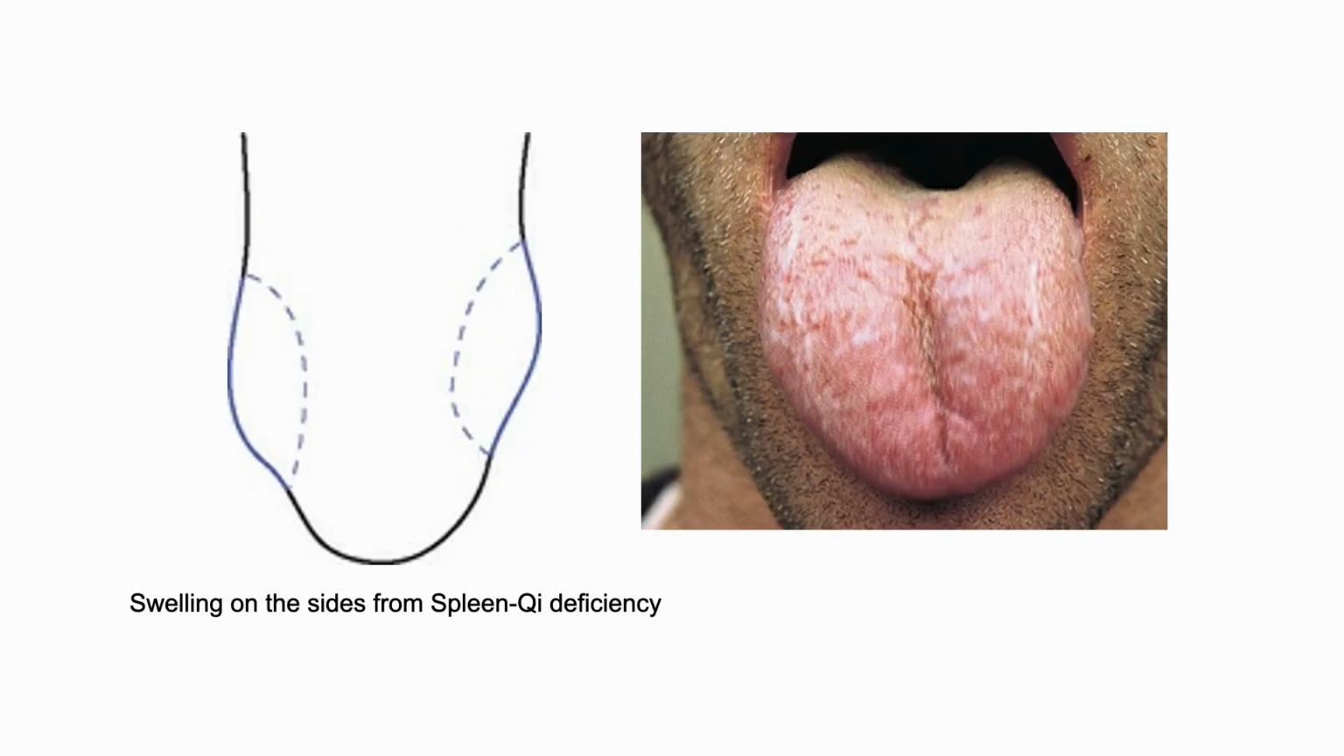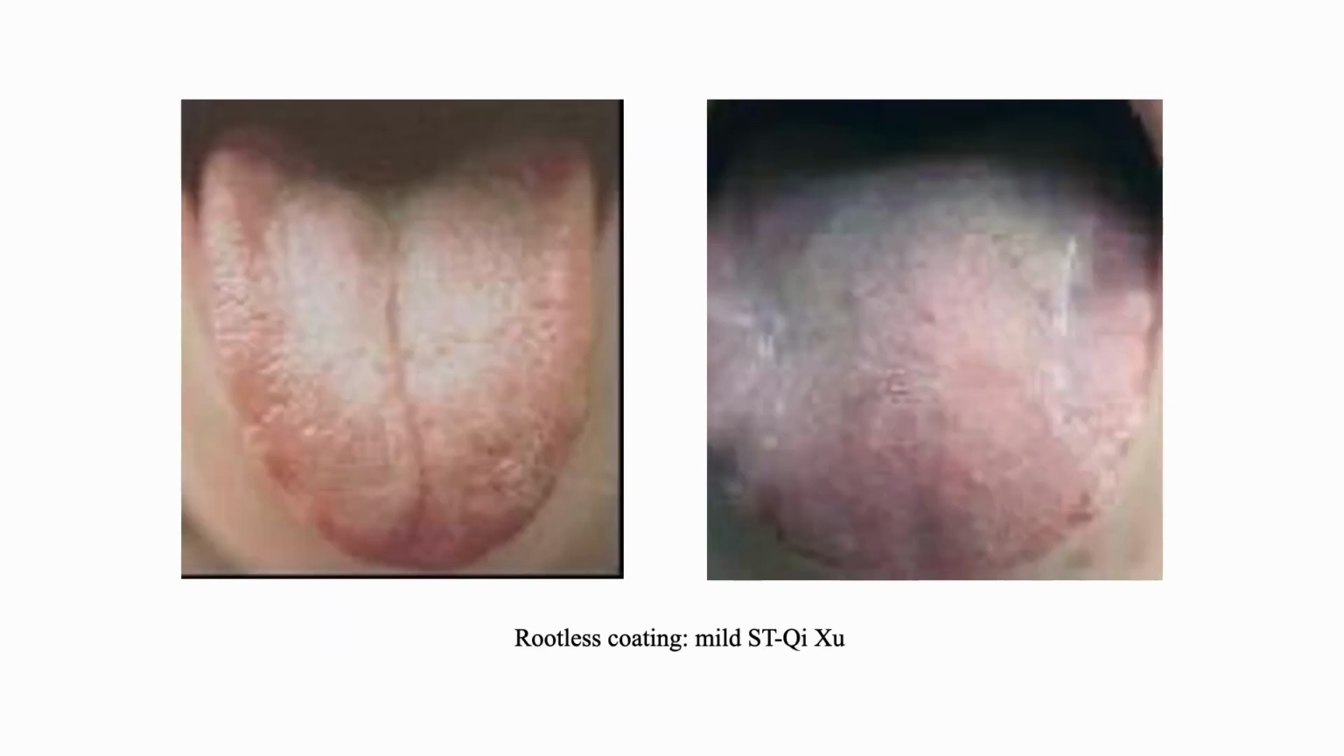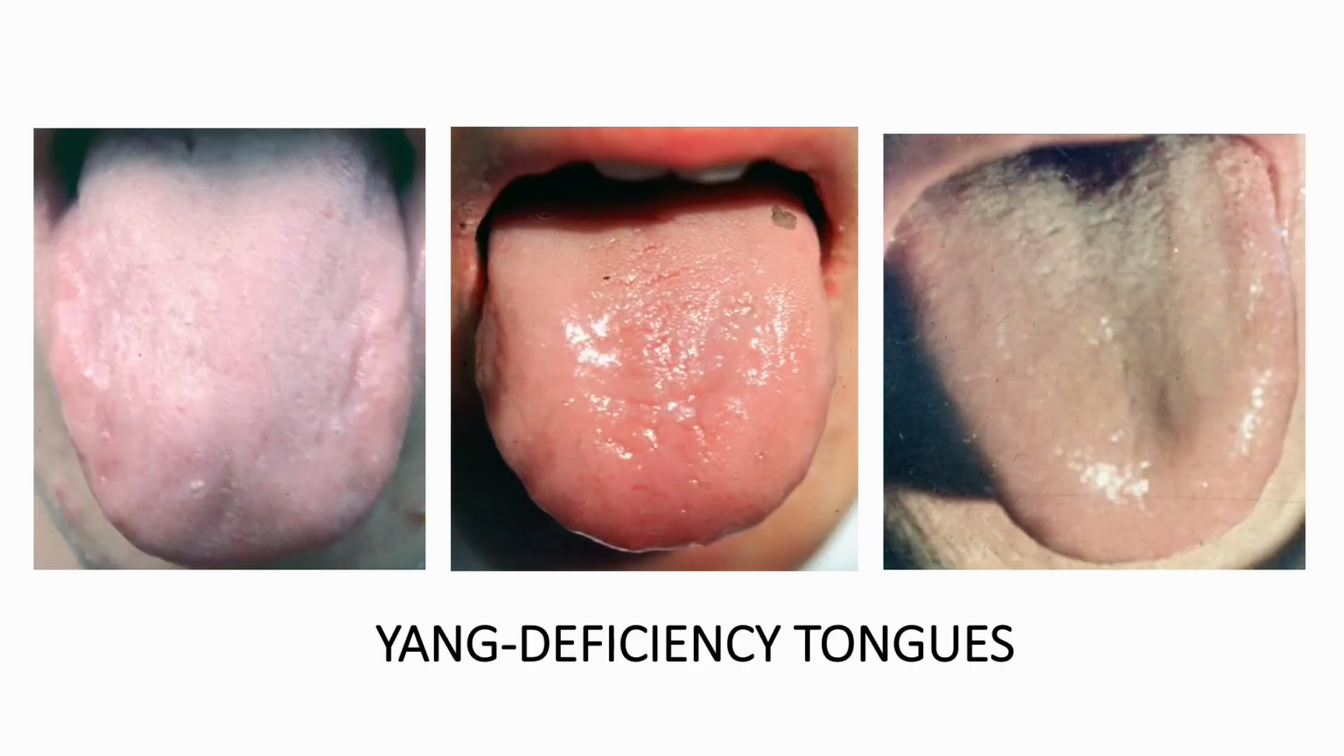Severe spleen Qi deficiency may manifest with a swelling on the sides of the tongue in the central section. This swelling differs from a liver swelling in that it is much wider and it is more in the central section of the tongue, the middle burner. Stomach Qi deficiency manifests with a rootless coating or with lack of coating in the center, with the tongue body color still normal. In Yang deficiency, the tongue is definitely pale and it tends also to be slightly wet.